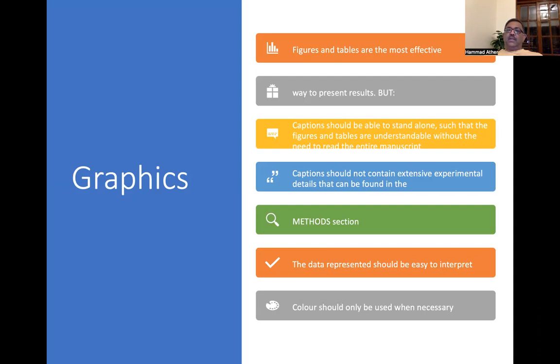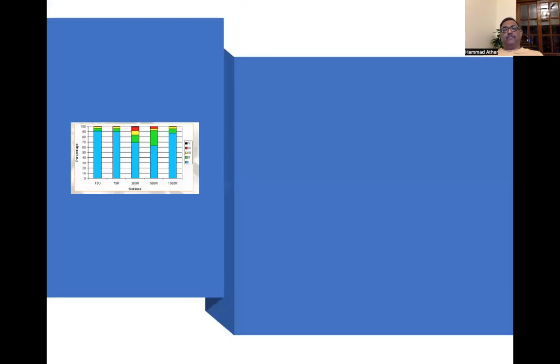So that's an important consideration. The caption should not contain extensive experimental details that can be found in the methods section in the text. The data represented should be easy to interpret. Color should only be used when necessary, because some of the journals will charge you for publication of colored graphs and colored figures, and obviously it's quite expensive as well.